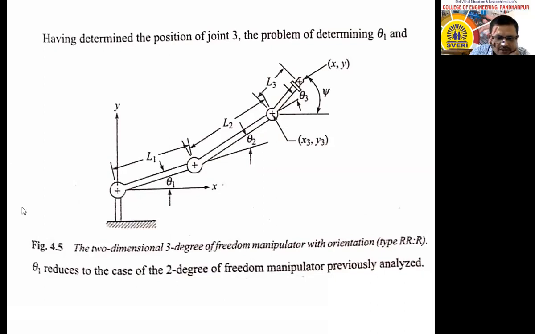Now you just see the 2-dimensional 3 degree of freedom manipulator with orientation. Why is it called 3 degree of freedom? Because 3 angles are there to represent the given position of the arm: theta 1, theta 2 and theta 3. 3 angles are required to completely define the position of this robot arm, and that's why it is known as 3 degree of freedom. Earlier we saw the example of 2 degree of freedom, in which only angles theta 1 and theta 2 are required to define the position.